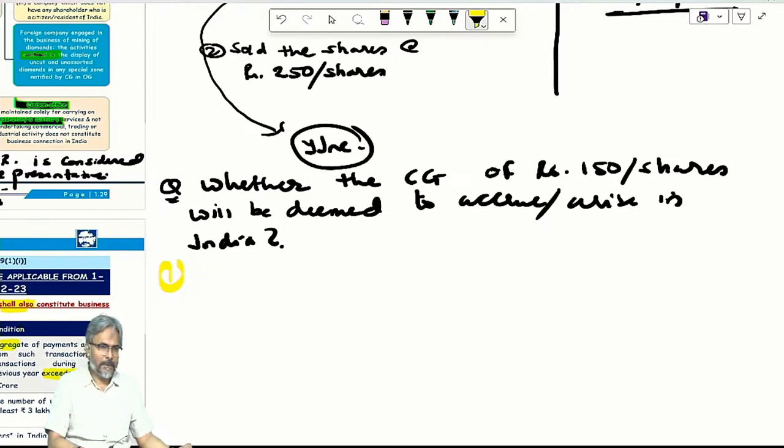Therefore, the shares of the RIL are said to be situated in India.